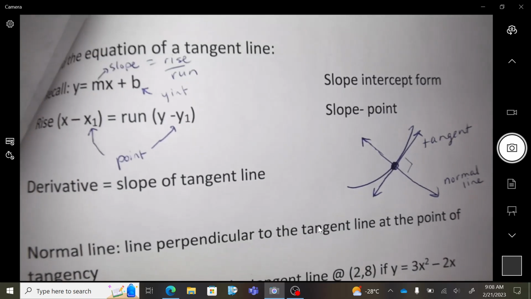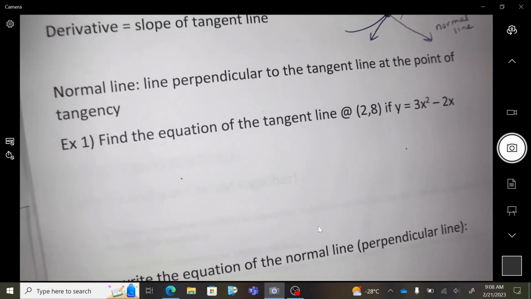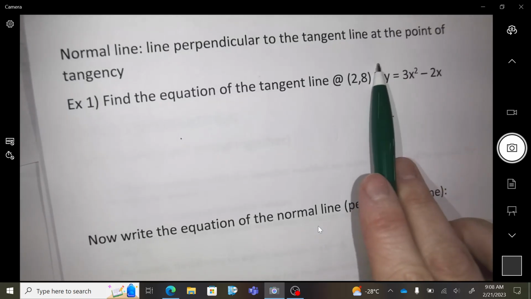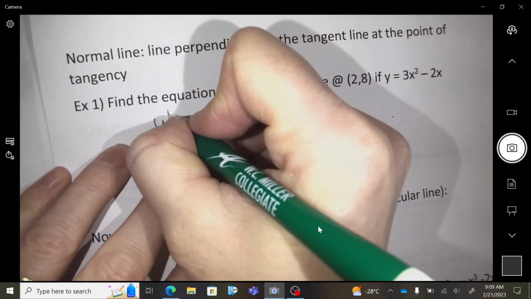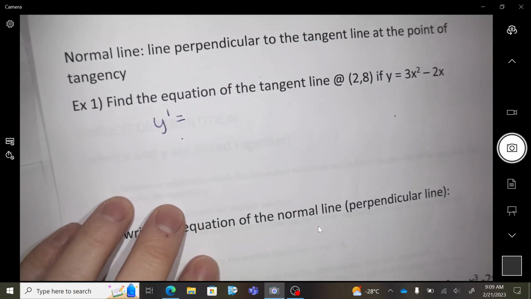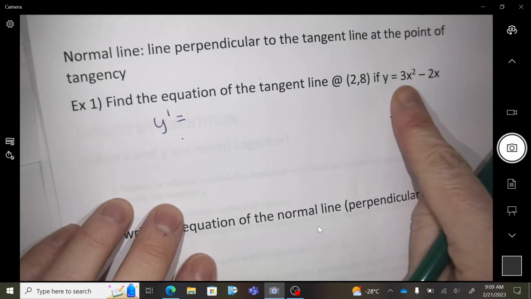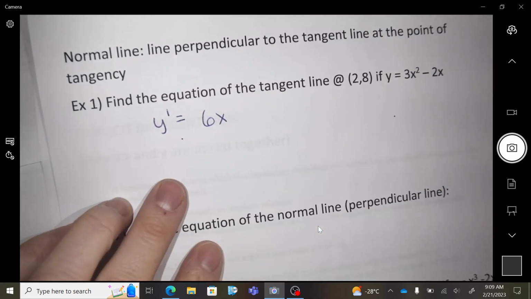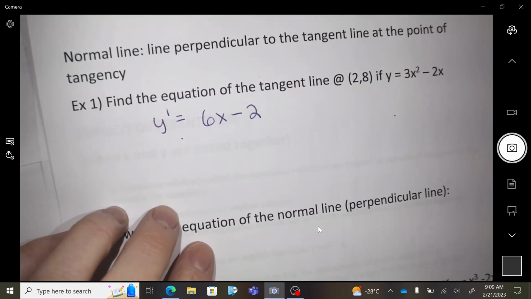Okay, find the equation of a tangent line using this curve, and you're going through the coordinate (2, 8). So the first thing is we're going to derive it. So derive that equation, please. 3x squared becomes 6x minus 2. Okay, so that's the equation of the slope.